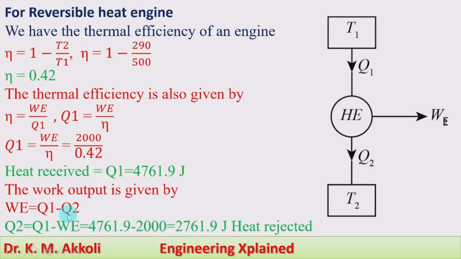The work output is given by We equal to Q1 minus Q2. Then Q2 can be written as Q1 minus We. That is 4761.9 minus 2000, which is equal to 2761.9 joule. It is the heat rejected, Q2. Here we have determined the Q1 heat received and Q2 heat rejected.